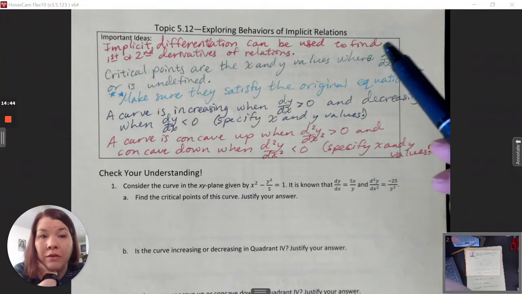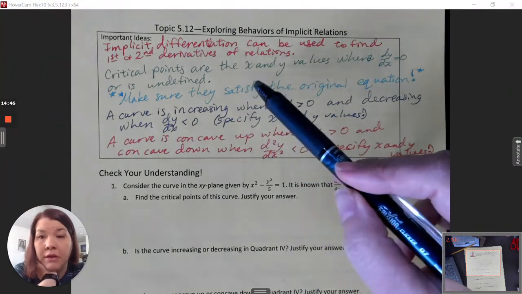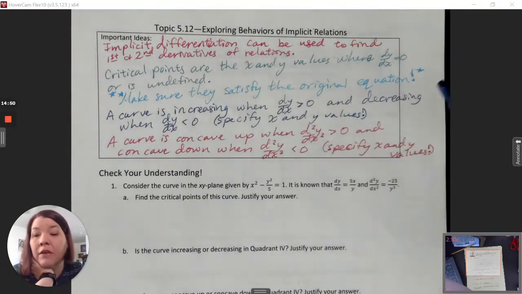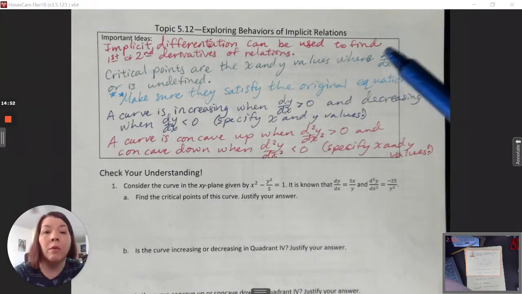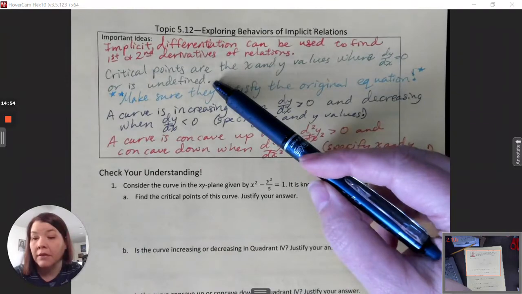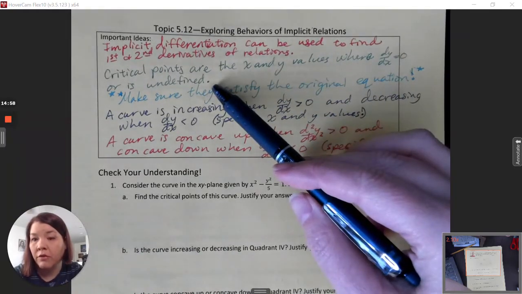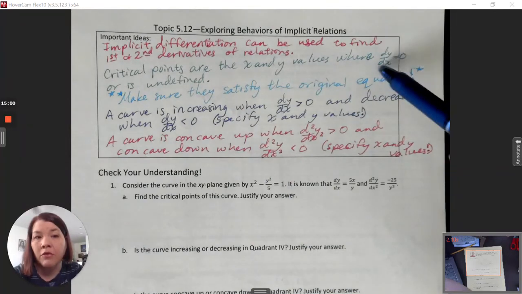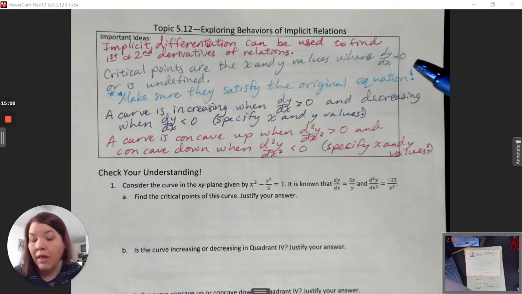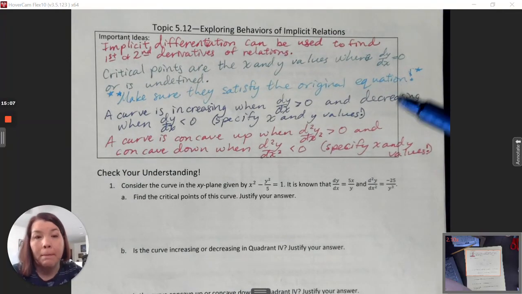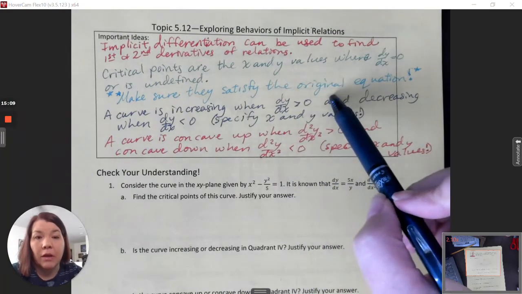So when the first derivative is 0 or is undefined, make sure that the points you find satisfy the original equation. Like we were able to figure out when the first derivative was undefined using our first derivative on our example. But when the first derivative was equal to 0, that was not on our curve, and it wasn't one of our horizontal tangents. Okay, make sure they satisfy.